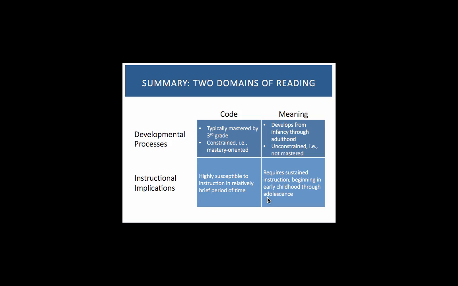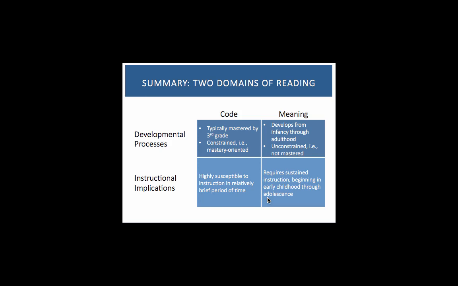In contrast, meaning-based skills develop from infancy through adulthood, and they are unconstrained, meaning that they are never mastered. For example, each of us continues to learn new words and new pieces of knowledge that inform our understanding of text each and every day.